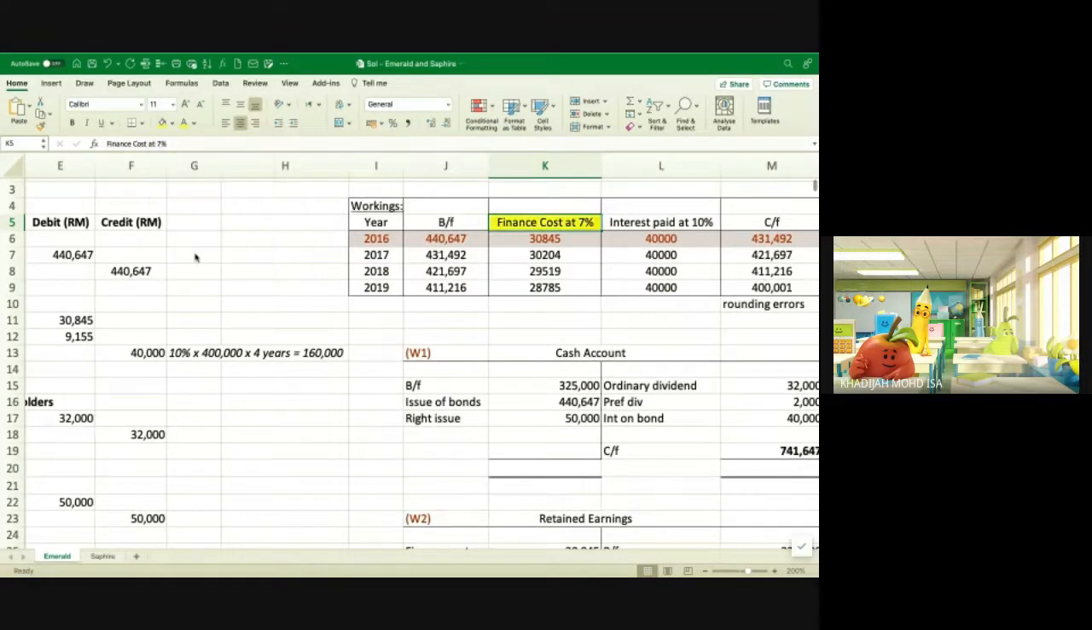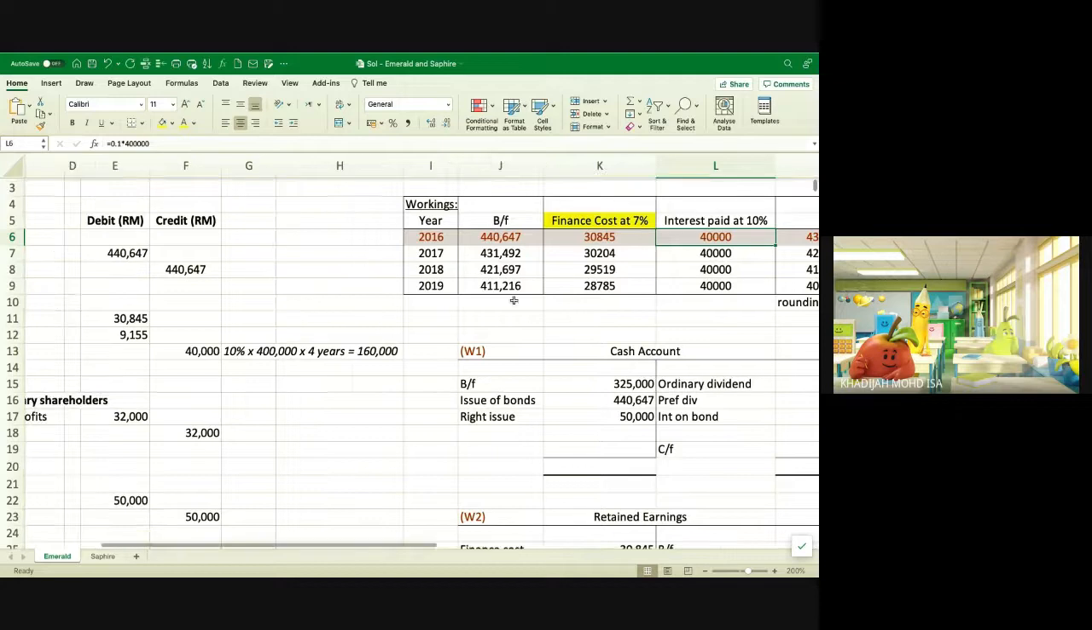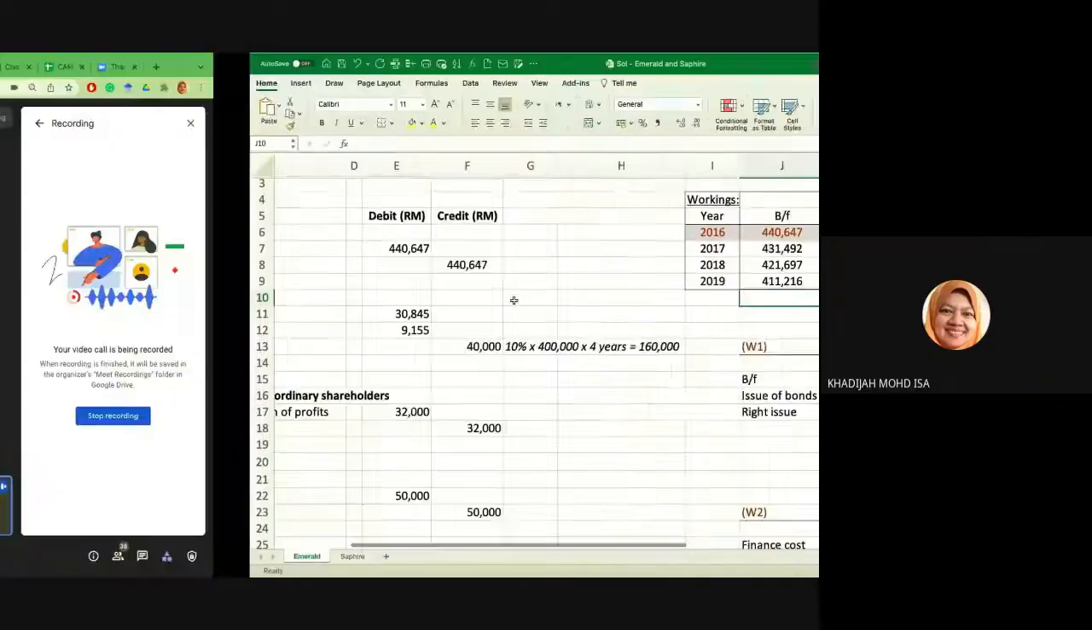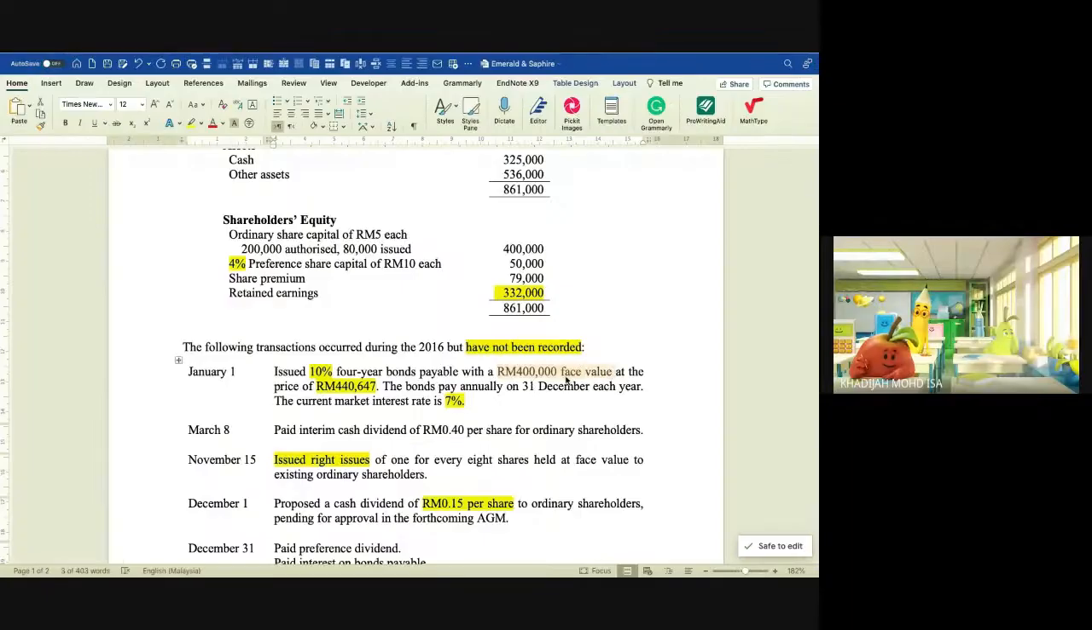Right? The 7%, so you compute 440,647 times 7%. So that is the 7%. And you know that the nominal interest is the 10% on the debentures. So the debentures has to be at the face value, the 10% of the face value. So 10% times 400,000. That's how you get the 40,000.